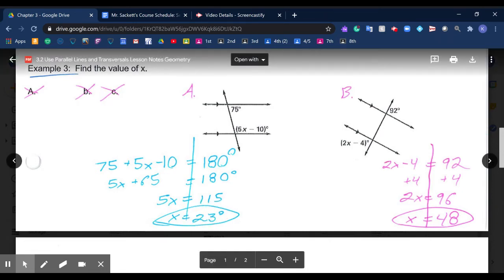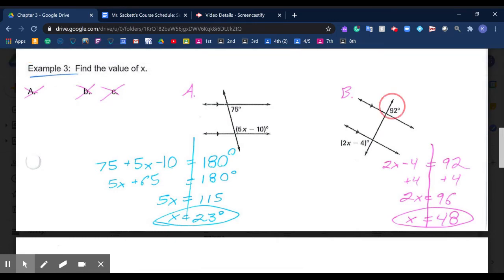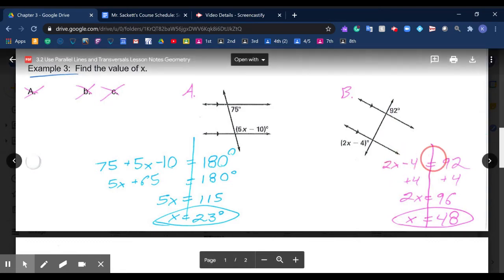And then in part B, we have 92 degrees up here, 2x minus 4 down here. These two angles are alternate exterior angles, meaning they are congruent or equal to each other. So I can say that 2x minus 4 equals 92. Add the 4 to each side, 2x equals 96. Divide both sides by 2, and x would equal 48.